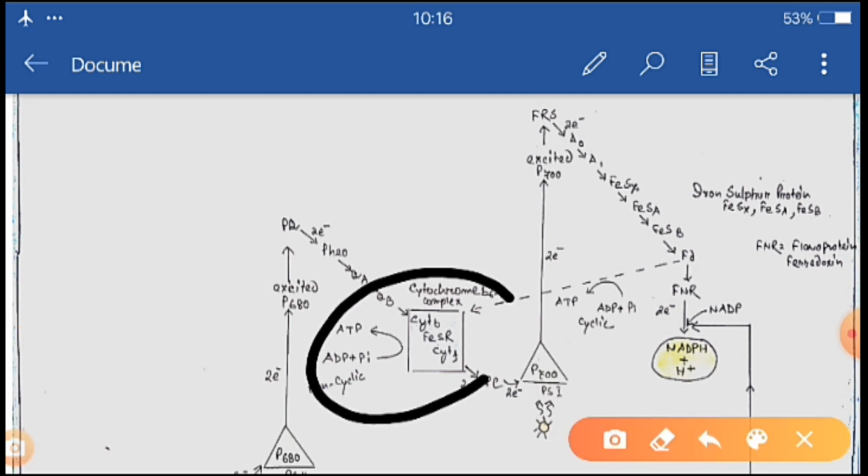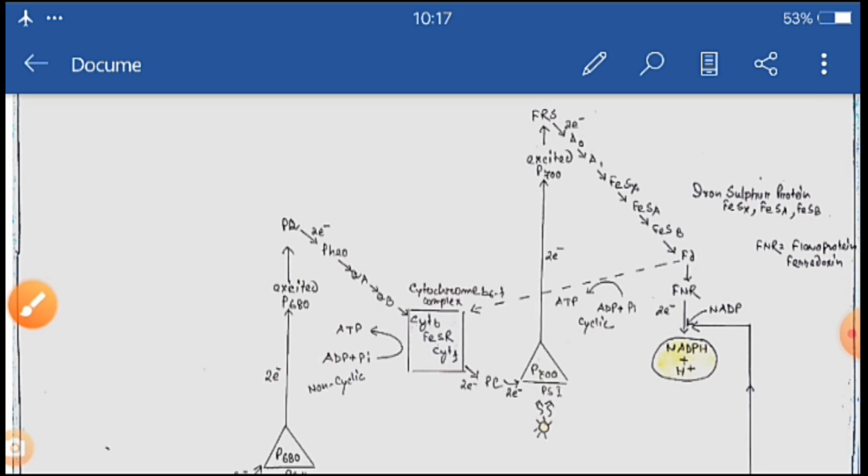ATP is synthesized here. That is, ATP is synthesized when the electrons are in the cytochrome B6F complex. Okay, in the complex, in presence of ATPase, ADP and inorganic phosphate combine together to form ATP. Clear? Okay, that is, photophosphorylation has been performed during the transfer of electrons from PS2 to PS1.